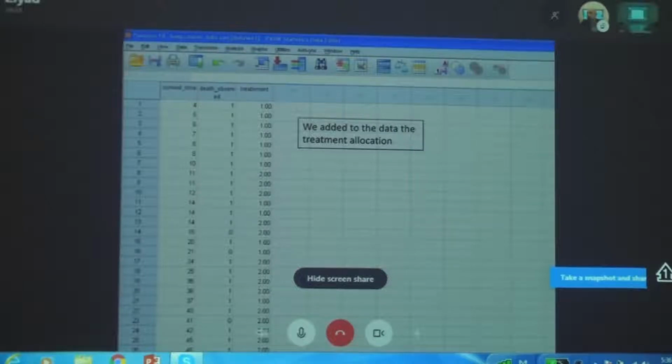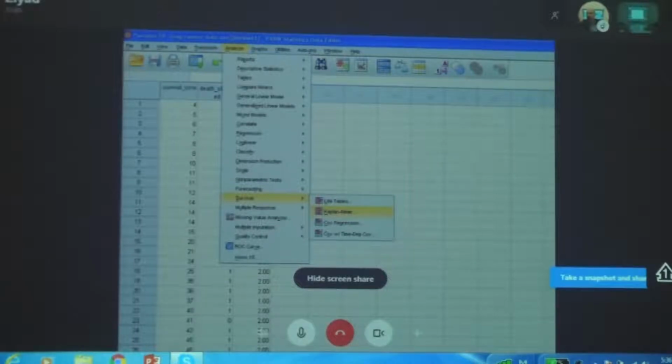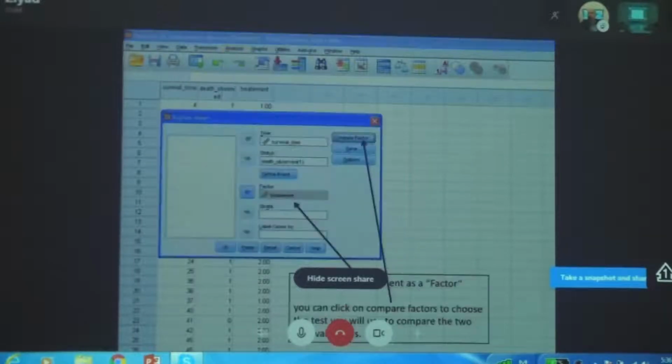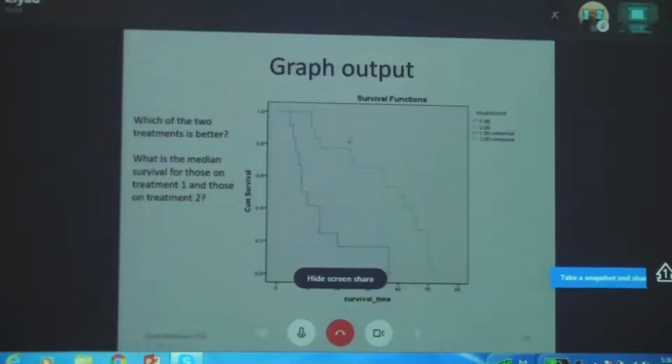In this case, we just added the treatment allocation for each of the patients. And we did the same thing. We went to survival, the Kaplan-Meier, but in this case we added the factor. And we asked SPSS to compare the factor. And now the graph looks like this, and you can see there are two survival curves, by treatment.